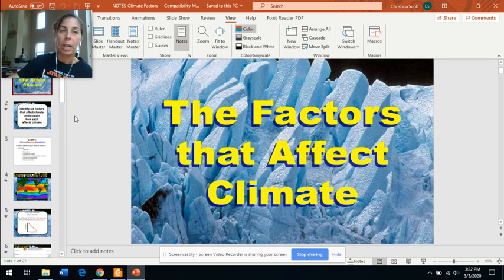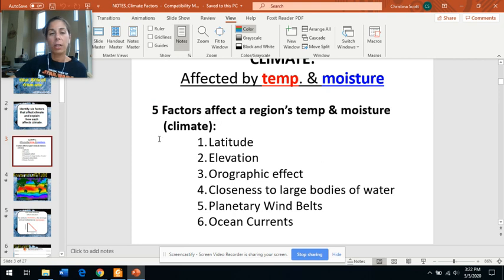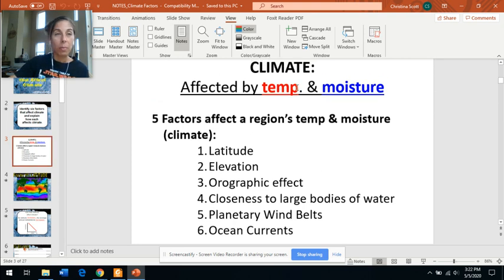It's not just one reason why one area's climate is different than another. There's actually a combination of 6 factors. We'll talk about some of them today. All right, so 6 factors, 5, we kind of throw in a 6th. Again, climate is affected by temperature and moisture. And the factors that affect the amount of temperature and moisture are the area's latitude, the elevation, orographic effect or orographic lifting, which has to do with mountains, closeness to large bodies of water, planetary wind belts, as well as ocean currents. So number 5 and 6 kind of go together. That's why we make them 5 factors or 6 factors, however you want to say it.